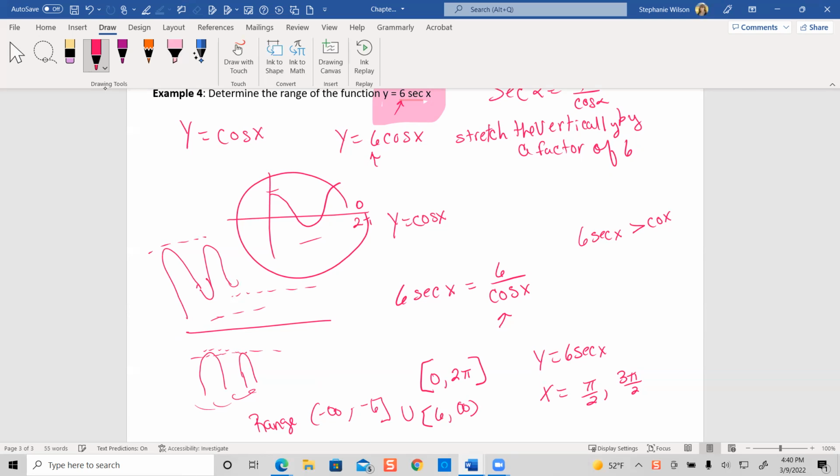And guys, always put a parenthesis on infinities because we can't stop at infinity. But 6, we're going to put a bracket because we're actually stopping on that point. And that is my range.